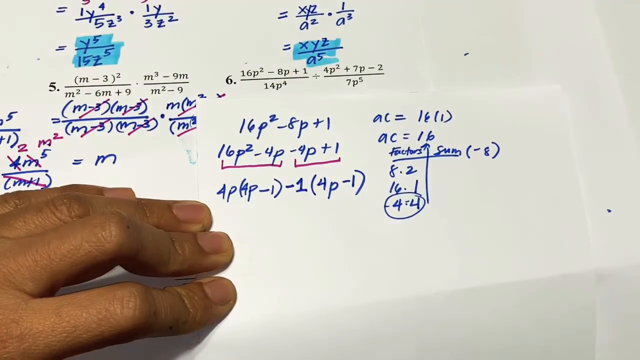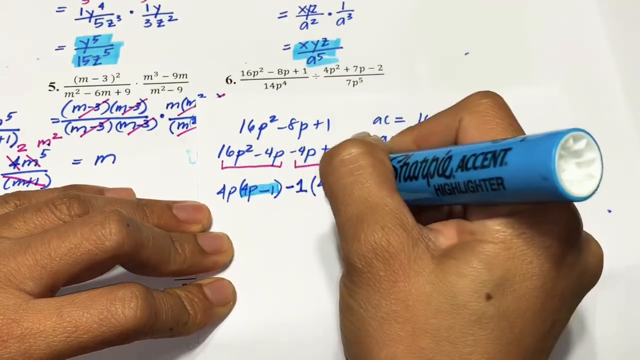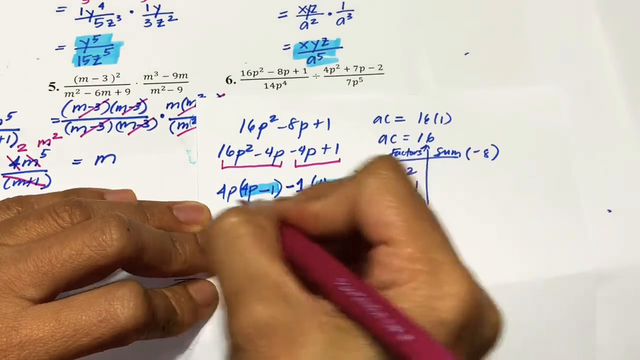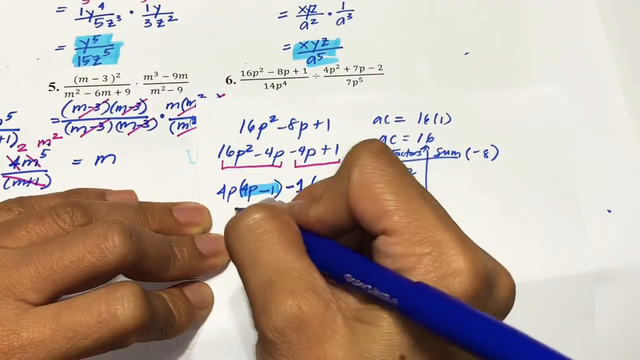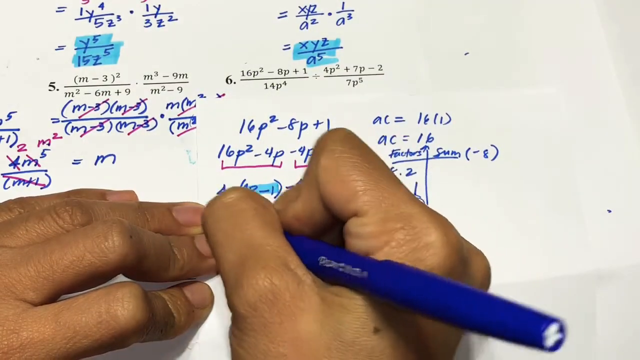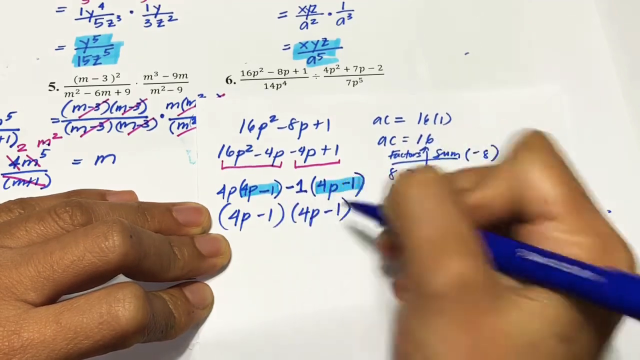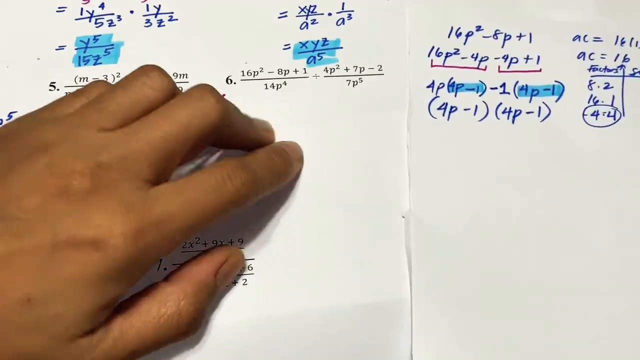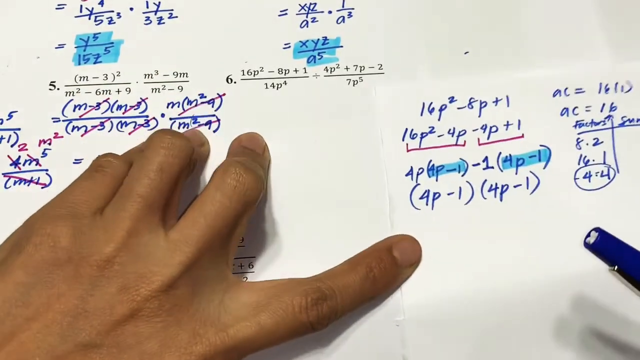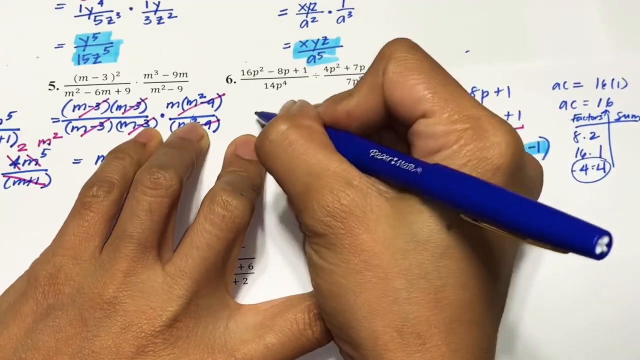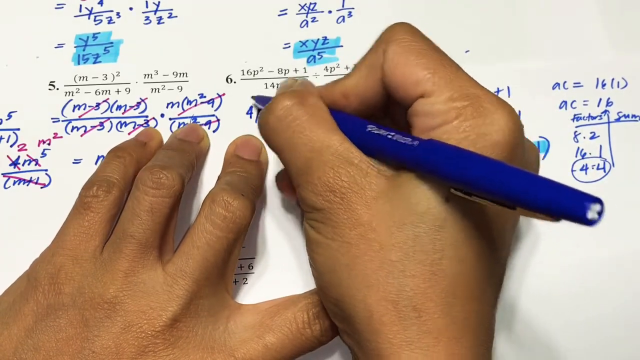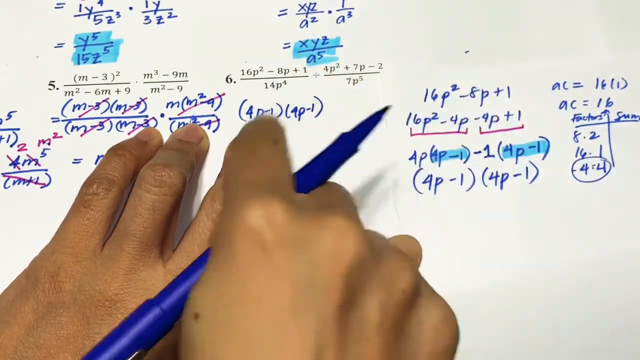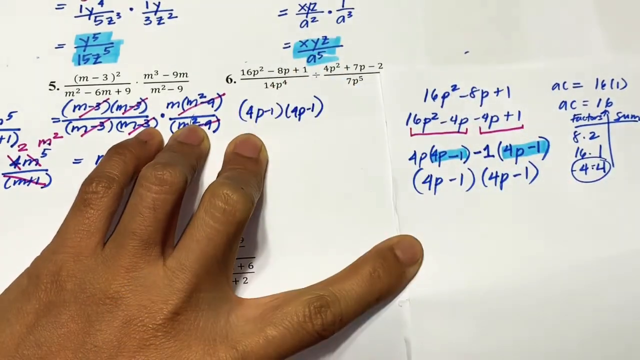So you did it correctly if your factors are the same inside the parentheses. So the final answer is 4p minus 1 times 4p minus 1. Or you can write 4p minus 1 squared. So let's copy that. Sorry. So this one, 4p minus 1 times 4p minus 1. If you know guess and check, it's easier to do guess and check.